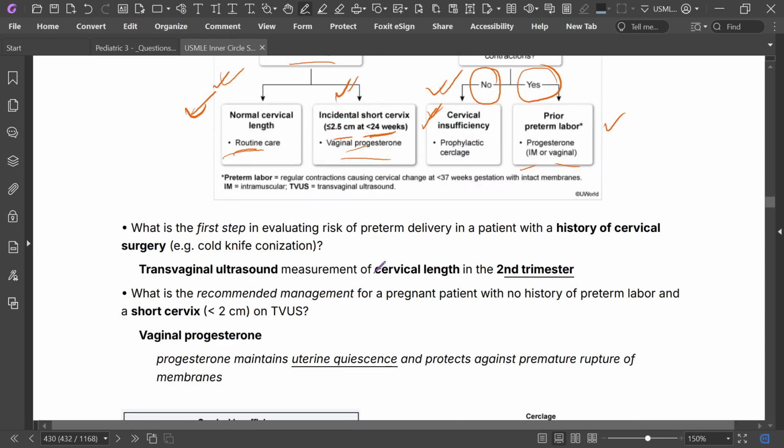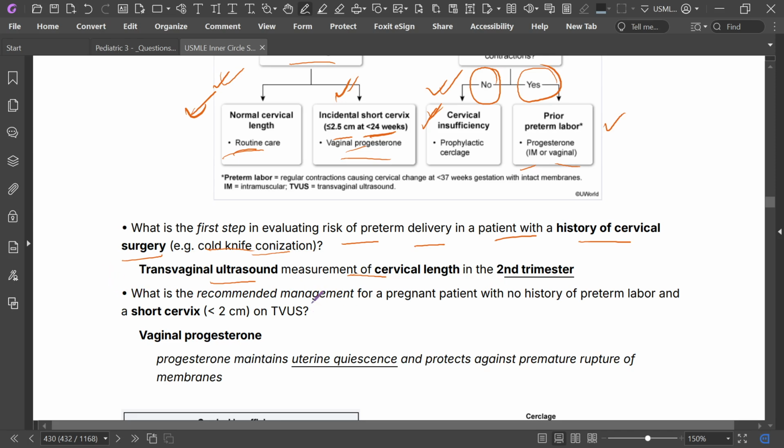What is the first step in evaluating risk of preterm delivery in patients with a history of cervical surgery? If there is a history of cervical surgery, such as cold knife conization, the first step is transvaginal ultrasound measurement of cervical length in the second trimester.